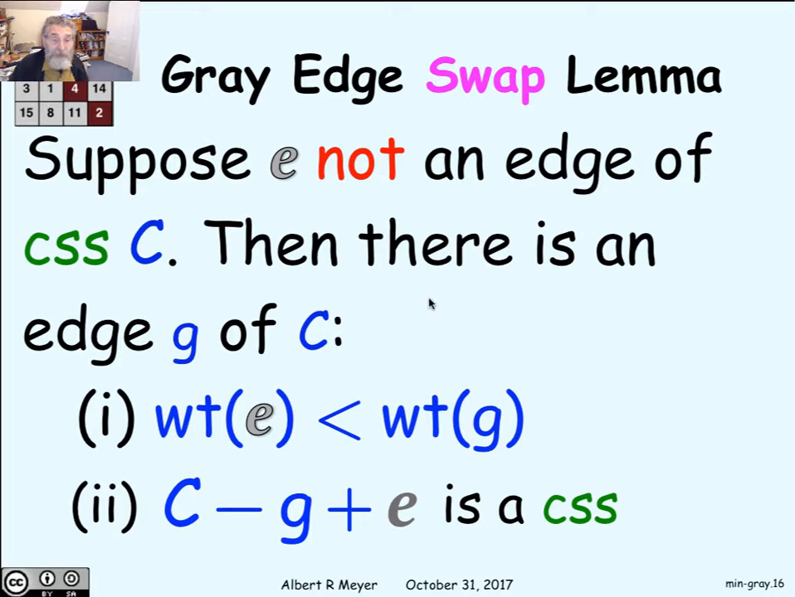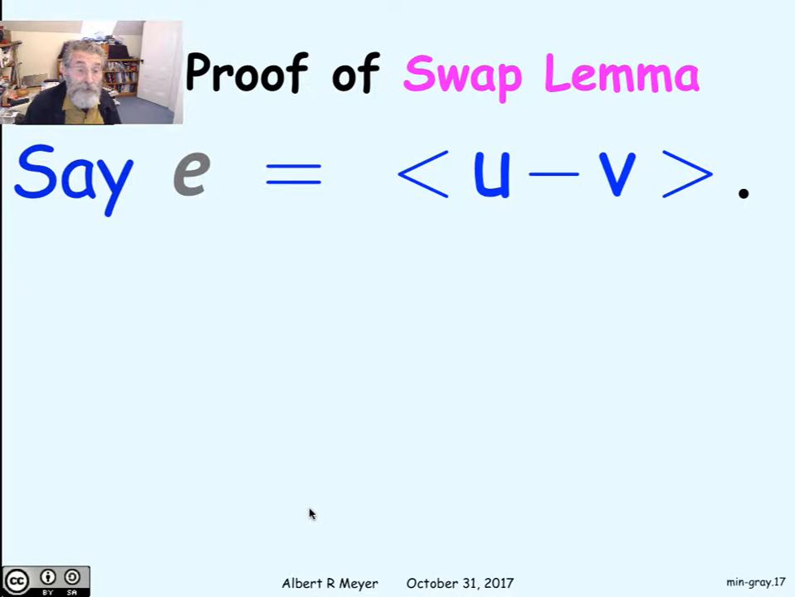So let's state it again. Remember what we've got to prove. E is not an edge of C, and I have to find an edge G of C that's heavier than E, such that if I take away G and add E, the graph stays connected. Well, the trick will be to make G a gray edge, which guarantees that it's going to be heavier than E because E was the minimum weight and all the weights are different. So how do I find a gray edge that I can take away and keep things connected by putting back in E? And it's quite straightforward, actually.